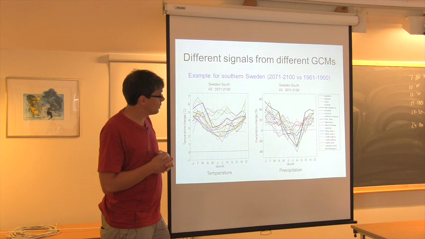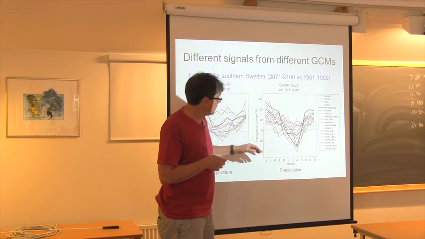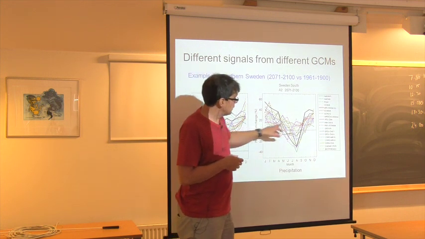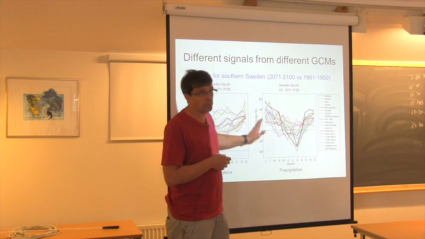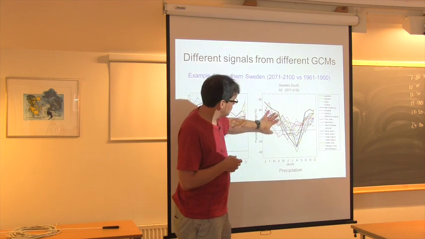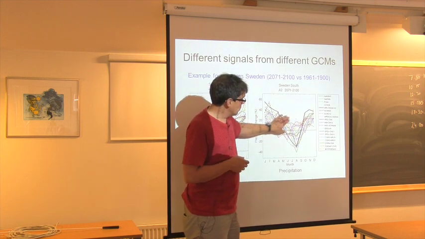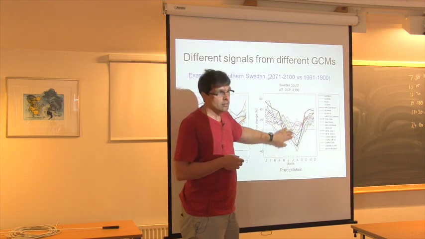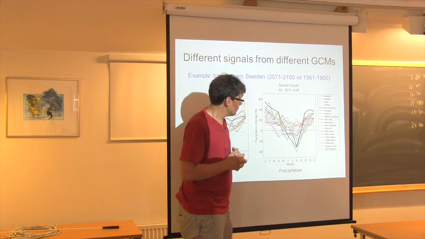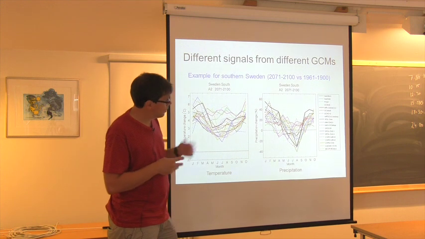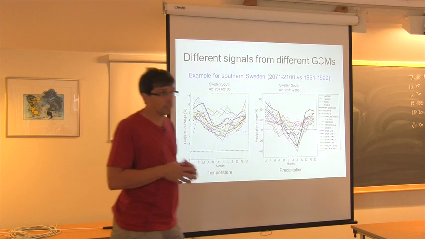And the same thing goes for precipitation. These models show changes. It's maybe difficult here to see if there is an increase or decrease in an annual mean sense, but it tends to be more precipitation in the winter and no big changes, or possibly a decrease in summer for this area, southern Sweden, southern half of Sweden, from these models. So there are also some common things, but the individual models show very, very different results.